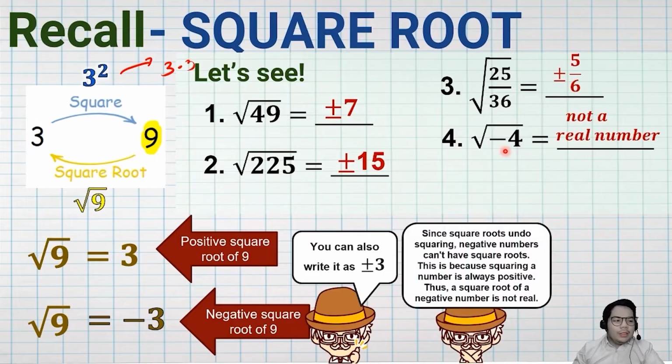Sabi ni Master Sensei, since square roots undo squaring, o ibig sabihin, binabaligtad daw ni square root yung pag-square ng number, negative numbers can't have square roots. This is because squaring a number is always positive. Tama naman siya. Pag nag-square tayo ng number, palaging positive. In this case, negative yun nandun sa loob ng square root. So thus, a square root of a negative number is always not real.